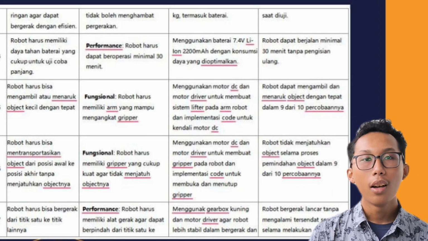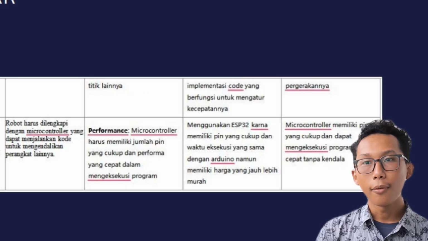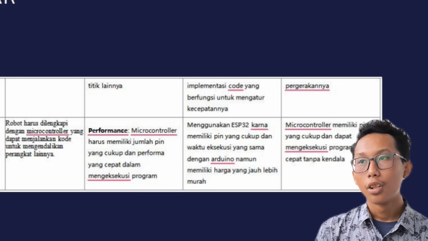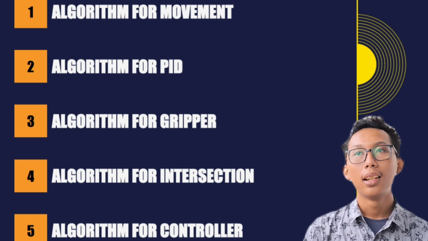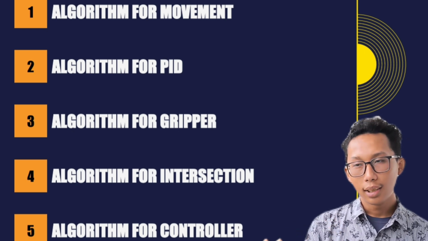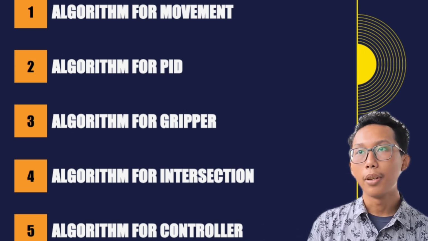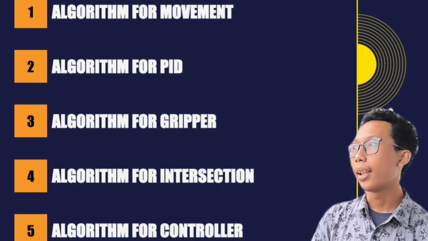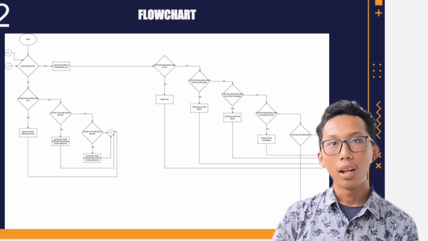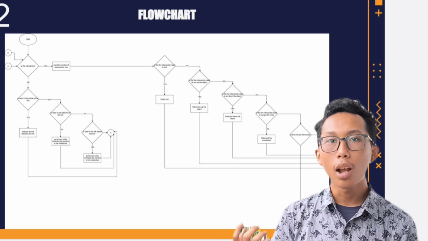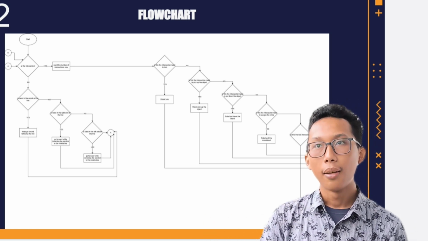Okay, now we impart the algorithm. So how can the robot be operated? Of course, we need the algorithm for the robot to be operated. So I make this flowchart which contains the structure of how the robot works.